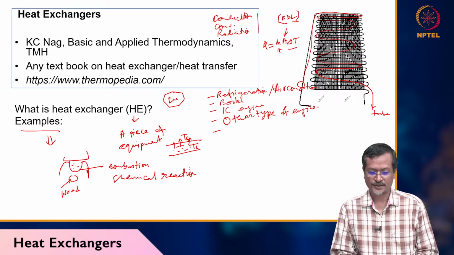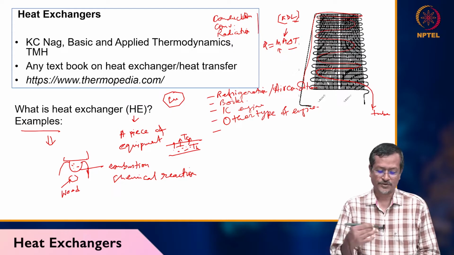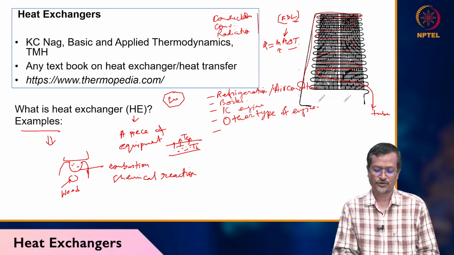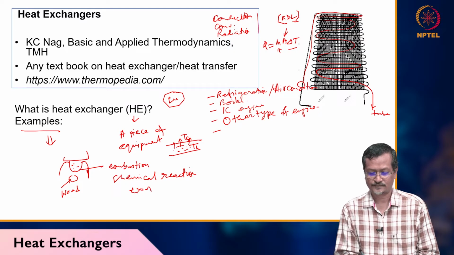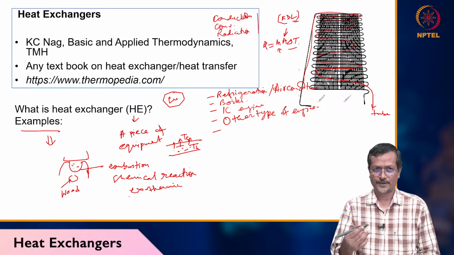Okay, combustion or chemical reaction will be happening. Because of the chemical reaction, lots of exothermic reaction will be happening. This is called exothermic. Exothermic reaction will be happening, and because of it, you will get lots of heat.